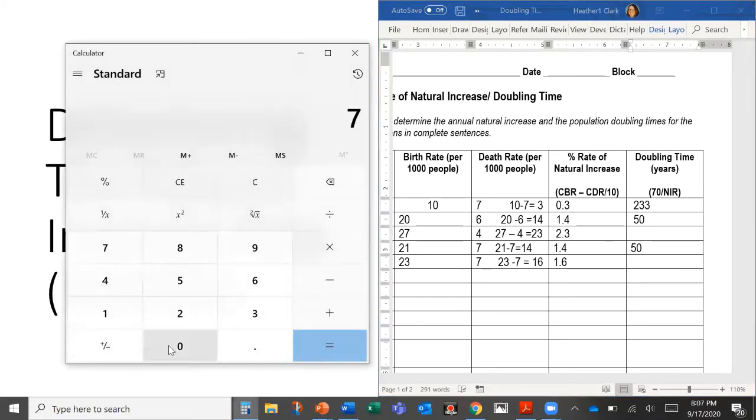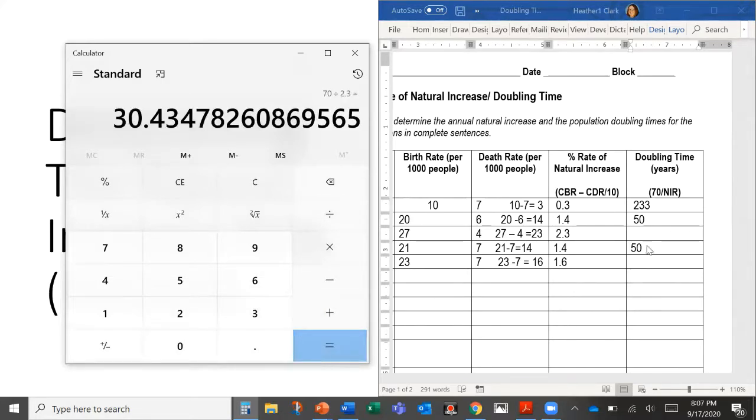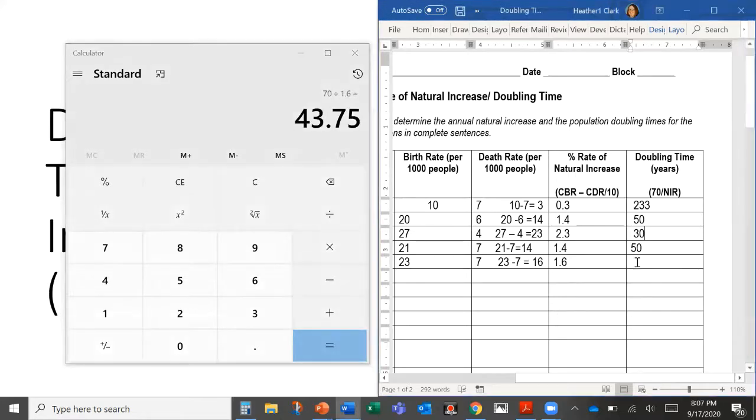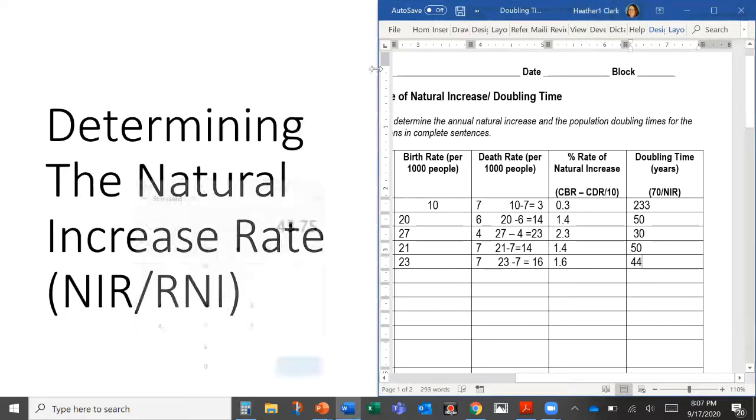Then we could do the next one, 70 divided by 2.3. That's 30.4, so we're just going to put 30 here, rounded. And then we have 70 divided by 1.6. And that's 43, almost 44, so we're going to round it up. So this is the amount of years it's going to take for the population in these countries to double.